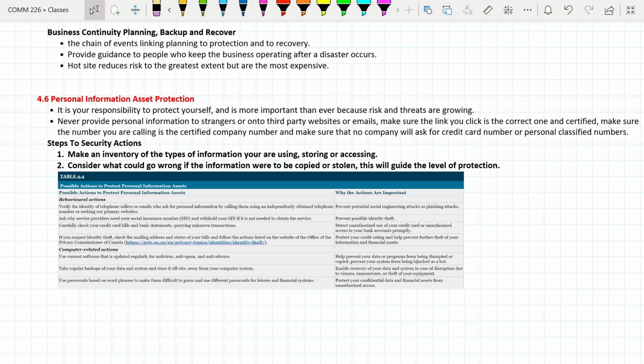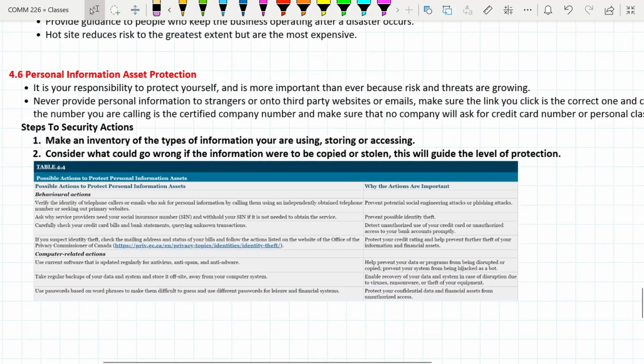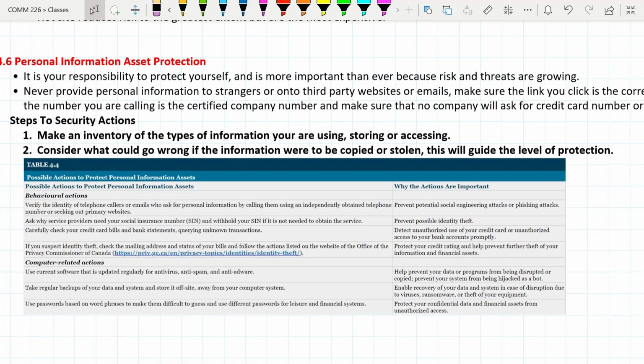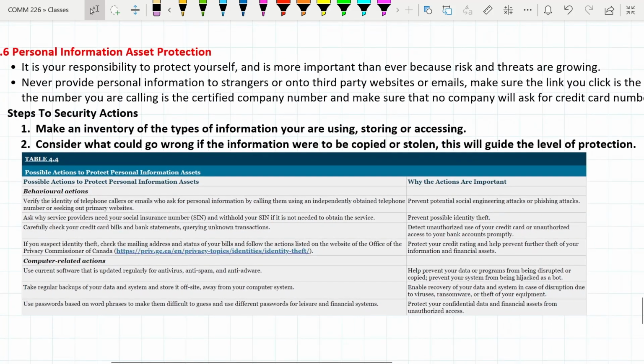Steps to security actions. Number 1, make an inventory of the types of information you are using, storing, or accessing. And number 2, consider what could go wrong if the information were to be copied or stolen. This will guide the level of protection. So here are some possible actions to protect personal information systems. Once again, I won't be going through this, but you guys could just pause the video right now and look at it for yourself.